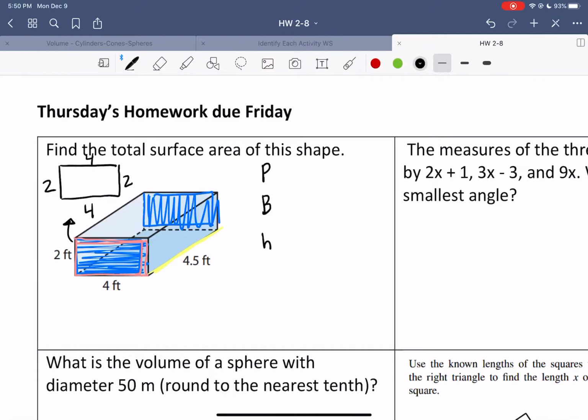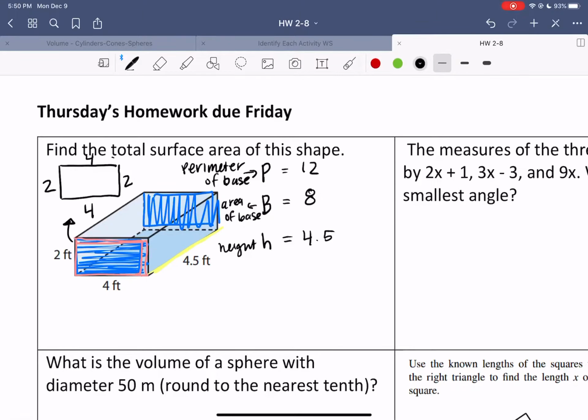So for the perimeter of our base, this right here is the area of base and our height. When we add the perimeter, we're going to have 2 plus 4 is 6, and 4 plus 2 is 6, plus 6 equals 12. Area of our base is going to be 4 times 2, which is 8. And our height is going to be 4.5.